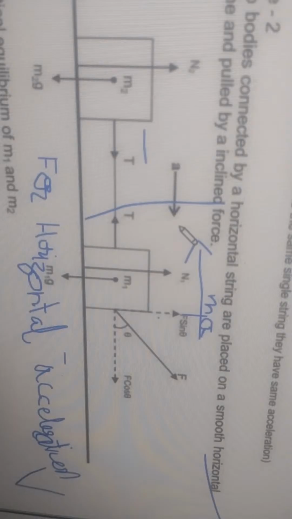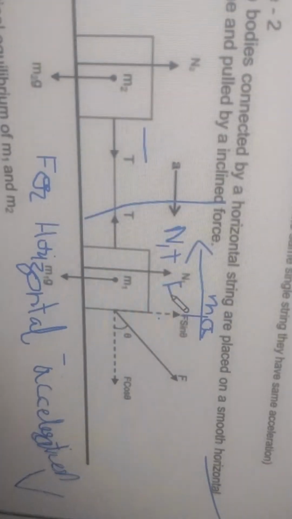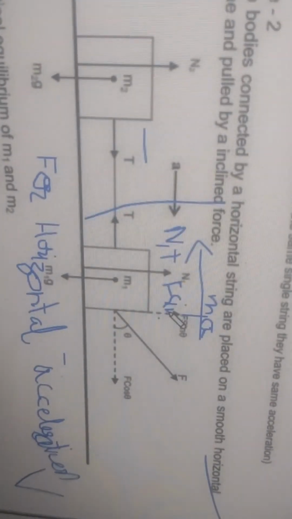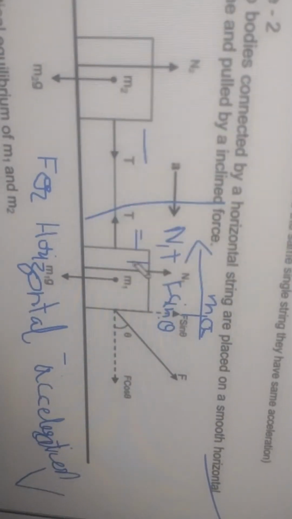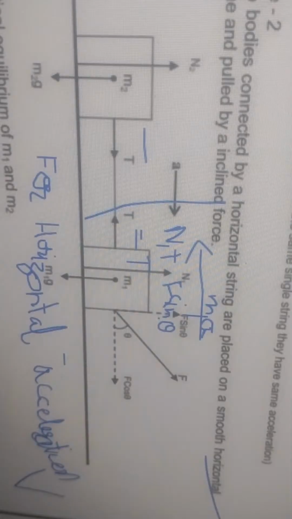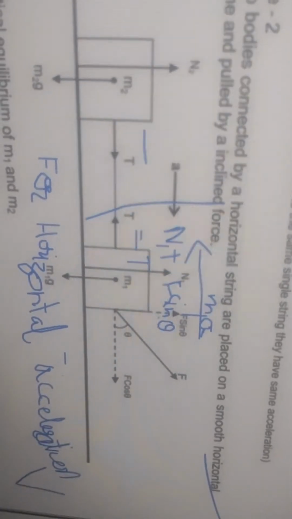So N1 plus F sine theta is equal to T. So this is the first equation, but here it is given F sine theta.